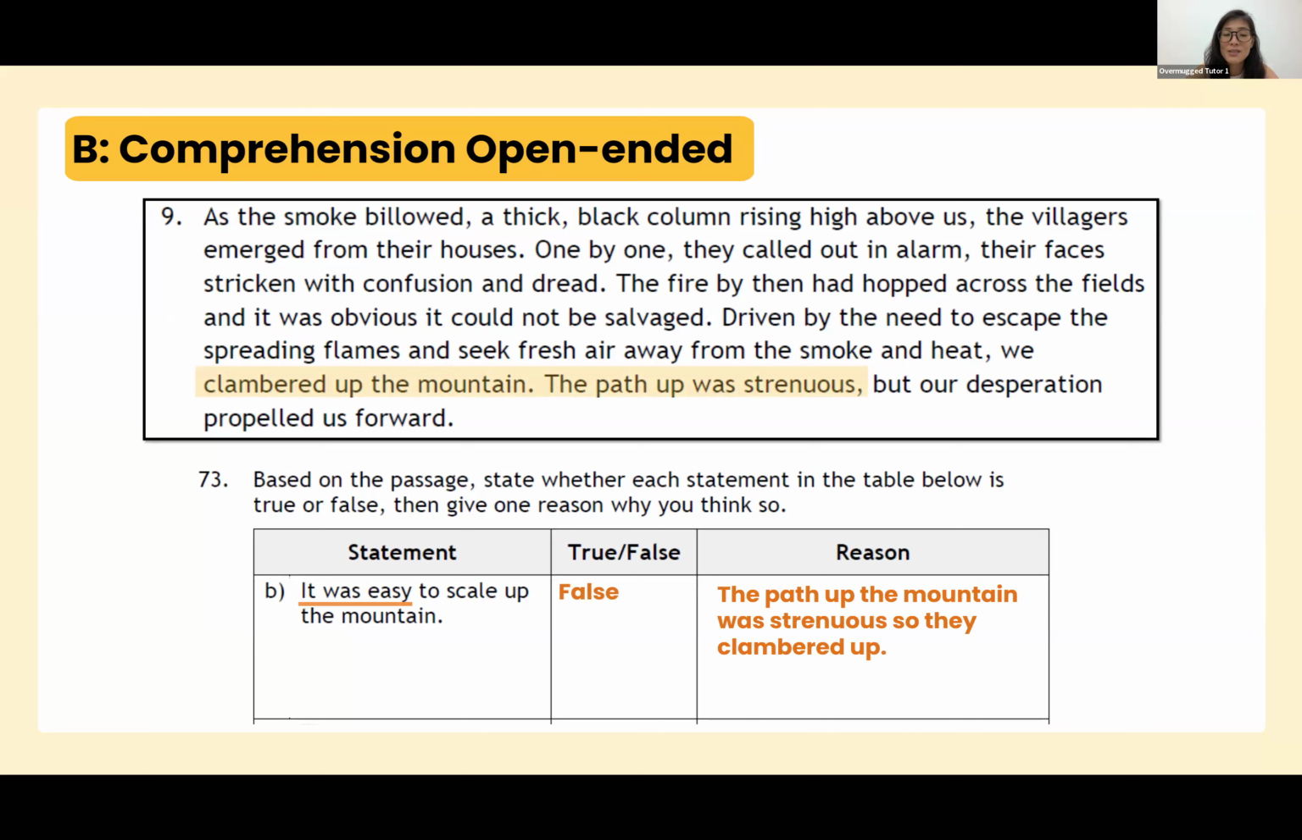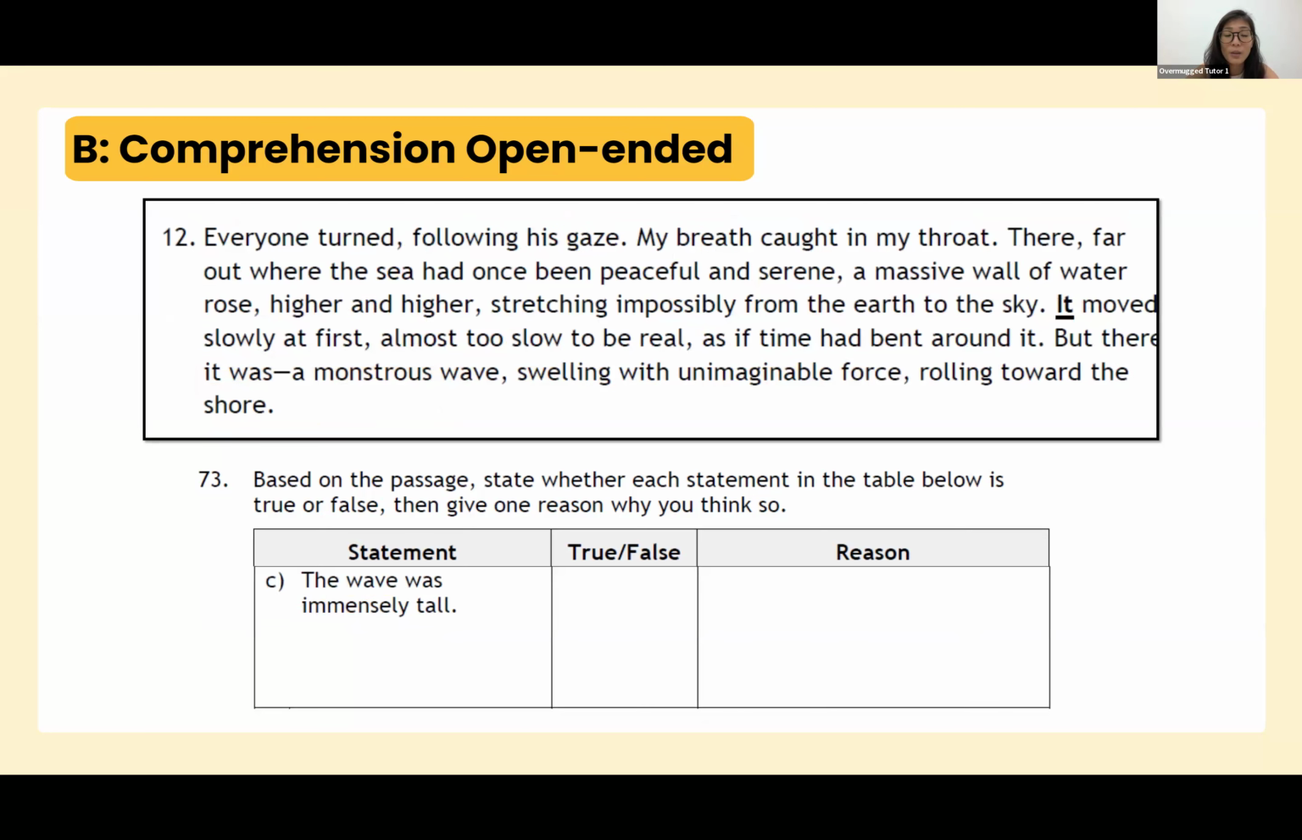And that brings us to the last true-false statement. The wave was immensely tall. How do we know that it was very, very tall? Looking at paragraph 12, the specific clue says, "it rose higher and higher, stretching impossibly from the earth to the sky." Therefore, the wave is truly tall, and we can say that the wave stretched impossibly from the earth to the sky.